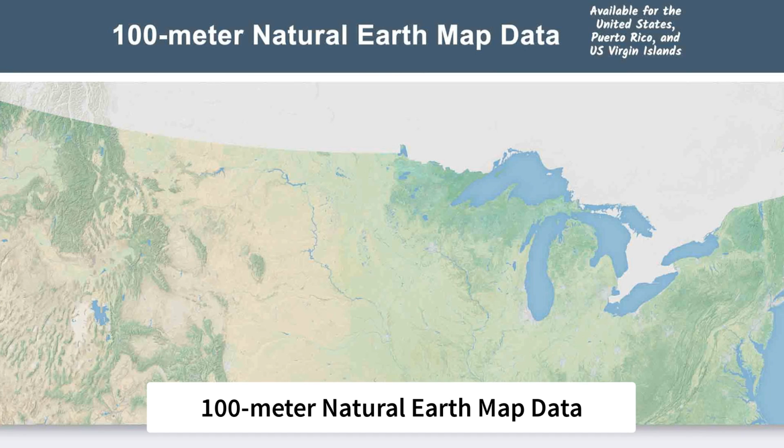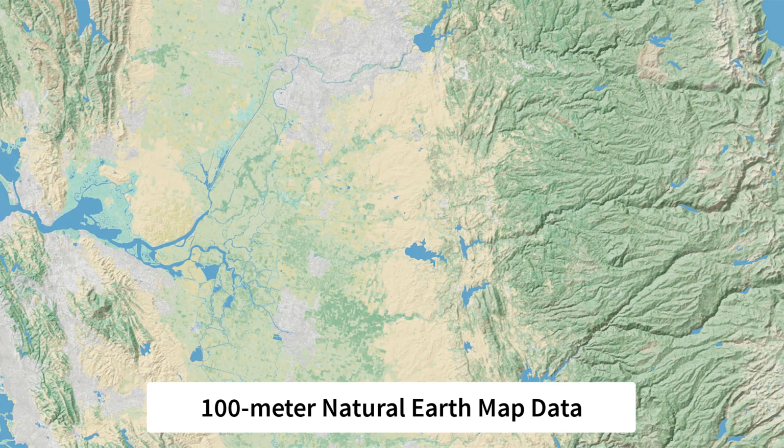100-meter Natural Earth map data. For a map of the US, a resolution of 100 meters means a really detailed image of the terrain. This file is so detailed that the US has to be split into two files, east and west. There's no layered Illustrator file for this map.